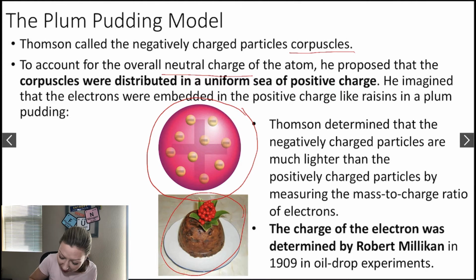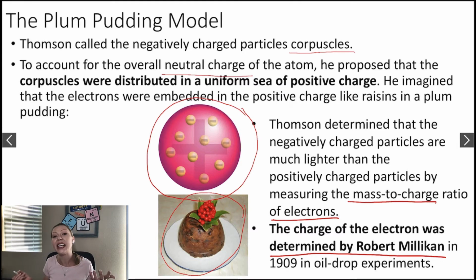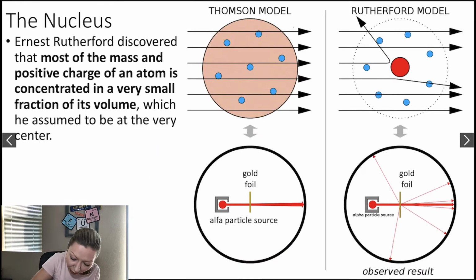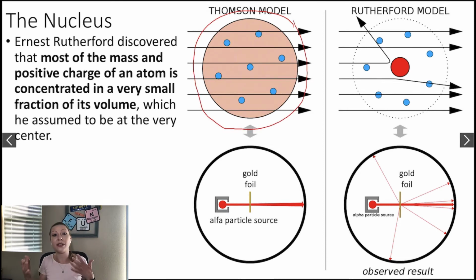Thomson also determined that the negatively charged particles are significantly lighter than the positively charged particles by measuring the mass to charge ratio of the electrons. And the charge of the electrons was later determined by Robert Millikan in his oil drop experiments. So Thomson thought that the electrons are uniformly distributed in a sea of positive charge.